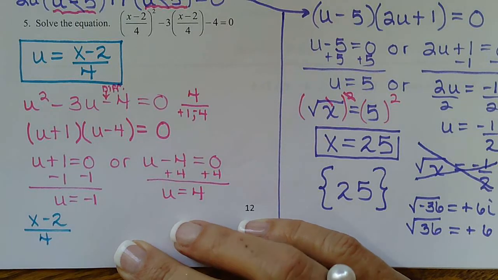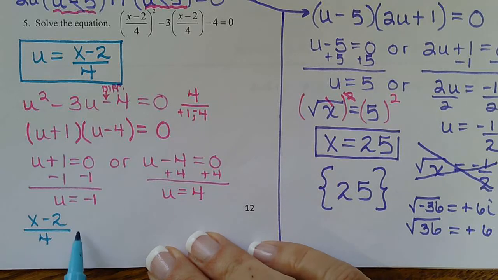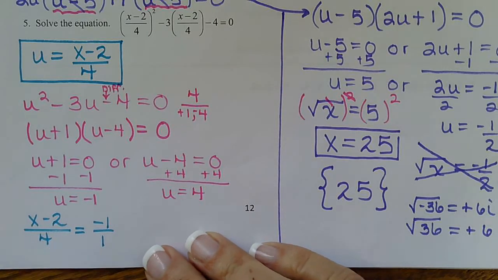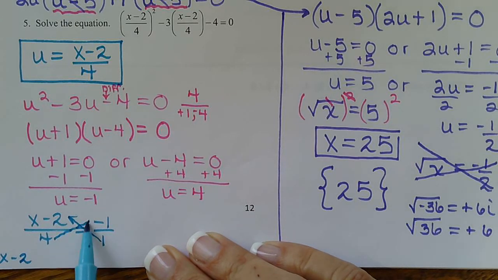And remember how we learned in chapter 5, if you have a fraction on one side, make a fraction on the other side, because remember how we learned to solve by setting the two cross products equal? So I immediately saw a fraction, so I wrote negative 1 as negative 1 over 1. Then it'll be super easy to solve. So I get x minus 2 with that cross product equals negative 4 with that cross product.